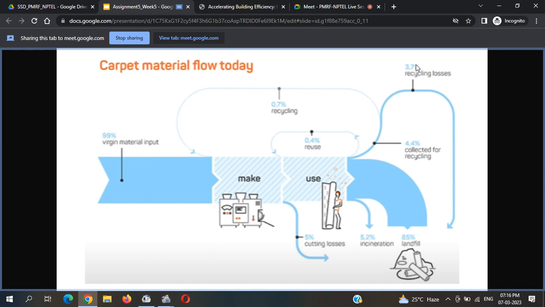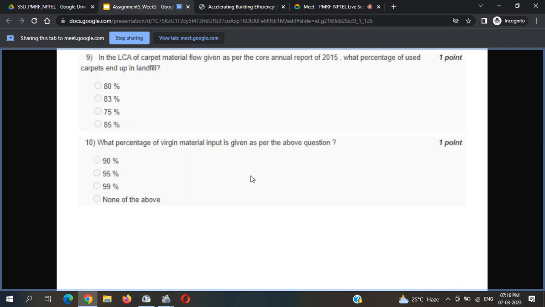4.4% is collected for recycling, but 3.7% of that is lost to recycling losses and ends up in the landfill. Then 0.7% is finally recycled and goes back to the manufacturing stage, where this recycled material is used for creating new product. So this is what is there.